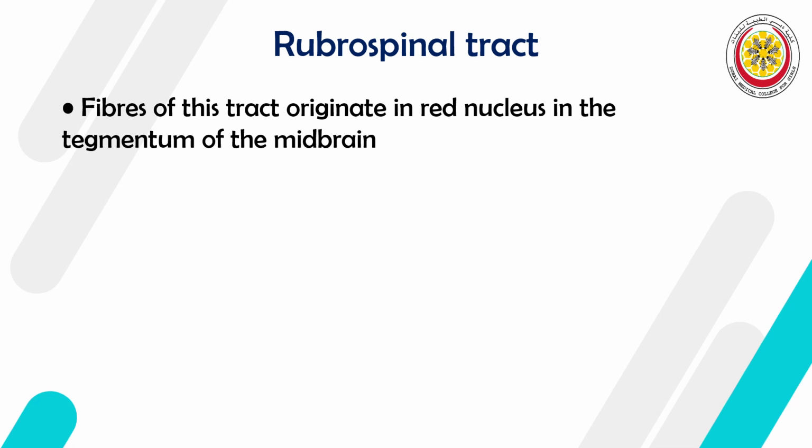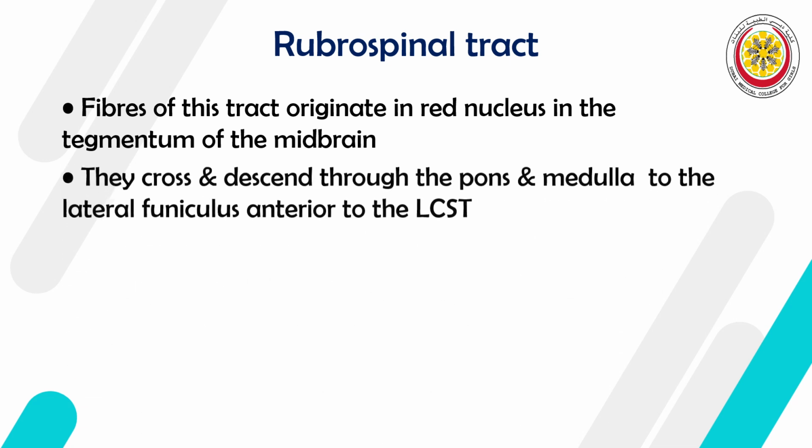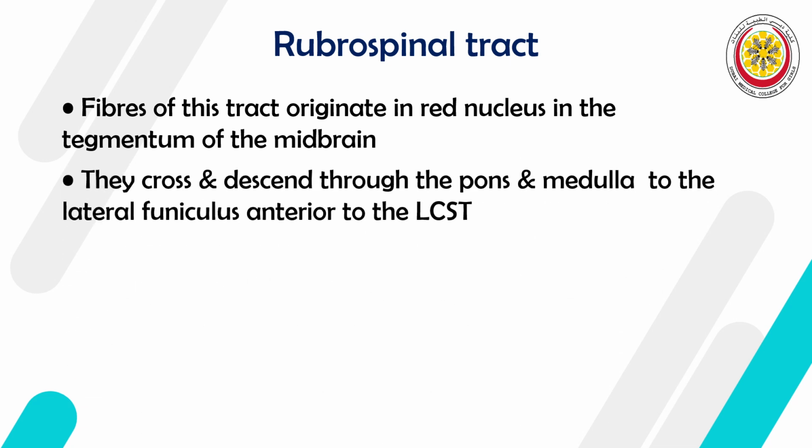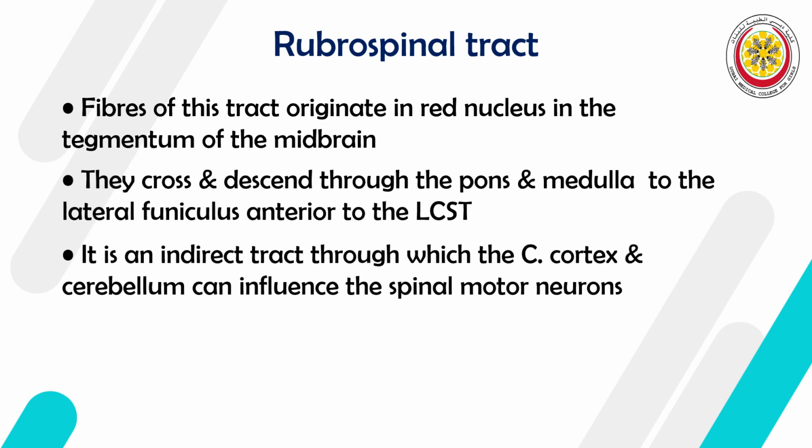Areas 6, 8, 9 and Broca's, which are in the forties, right? Premotor, supplementary motor, frontal eye field and Broca's. So they need information about the status of these muscles and bones and joints so that they plan and program for them. So the rubrospinal tract originates in the red nucleus, tegmentum of the midbrain.